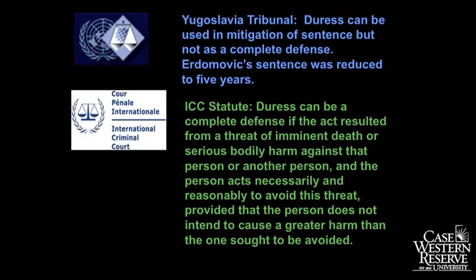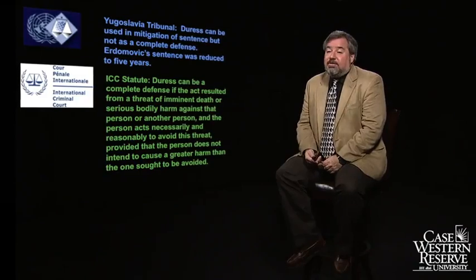So let's look at that. It says duress can be a complete defense if the act resulted from a threat of imminent death, serious bodily harm against the person or another person, and this is important, the person acts necessarily and reasonably to avoid that threat. And finally, it has to be provided that the person does not intend to cause a greater harm than the one sought to be avoided.